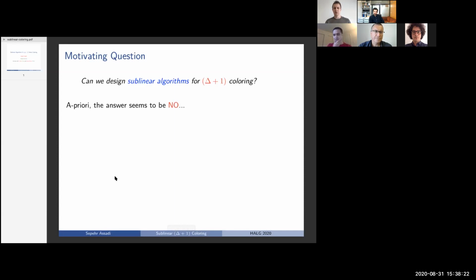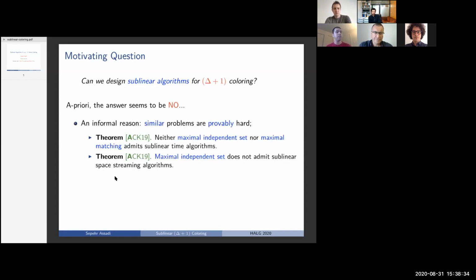Now if you work on sublinear algorithms, or at least for us, there was a strong bias that the answer should be no to this problem. Let me give you some reasons. One informal reason is that similar problems, let's say MIS or maximal matching, are classically both solved effectively by the same greedy algorithm. But we could show that neither of these problems admits a sublinear time algorithm, or MIS doesn't have a streaming algorithm. In fact, even maximal matching doesn't have a streaming algorithm when you allow edge deletions from the stream.